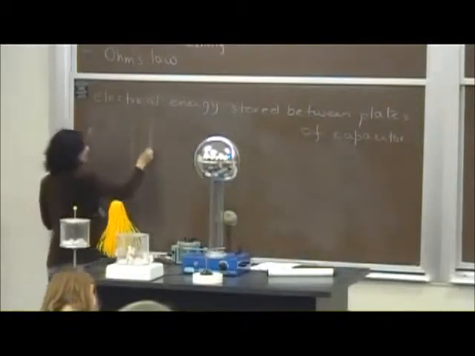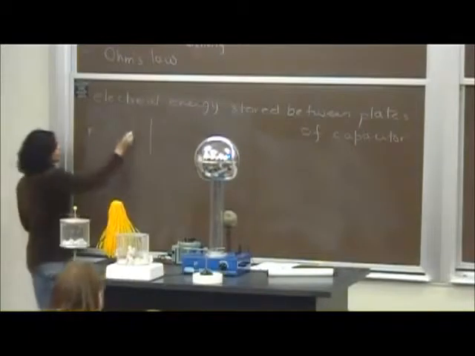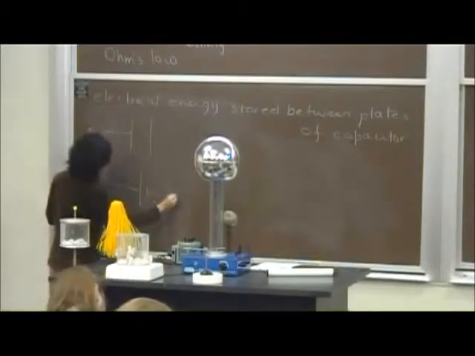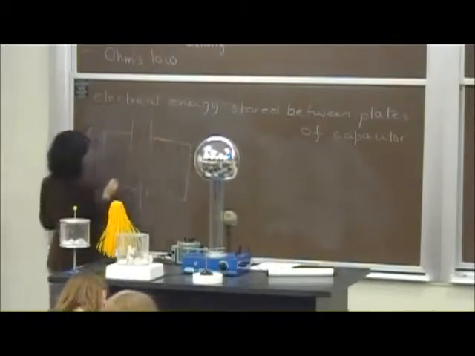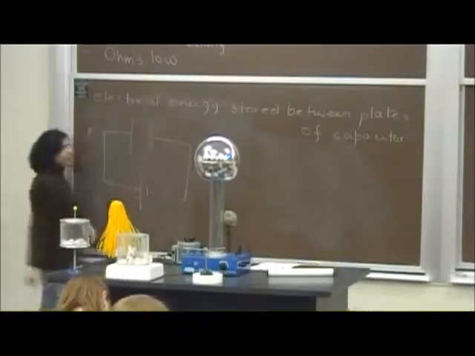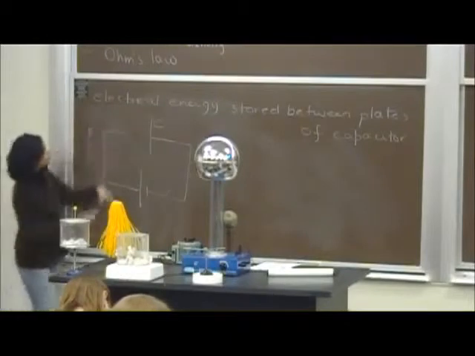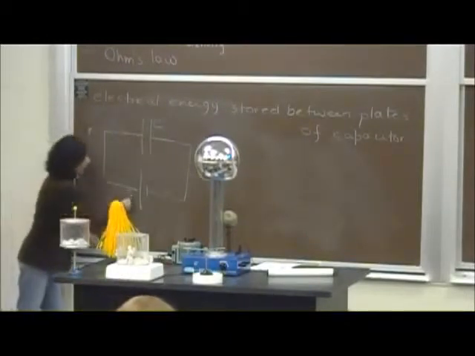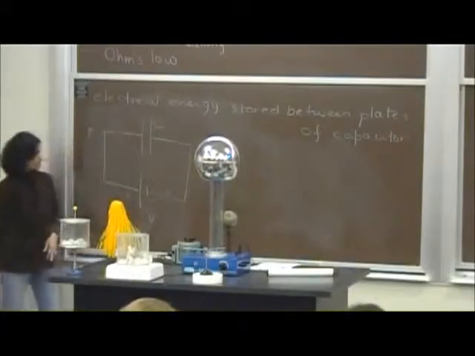So here is the thing, let's say we have this capacitor, we have this battery, we have a switch here. Let's say the capacitance of this capacitor is C. This is my capacitor, this is my battery, and let's say the battery voltage is V.